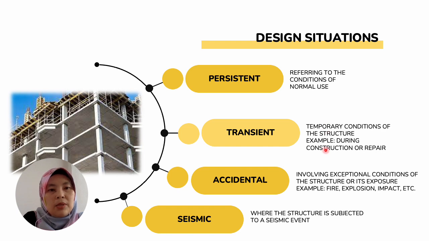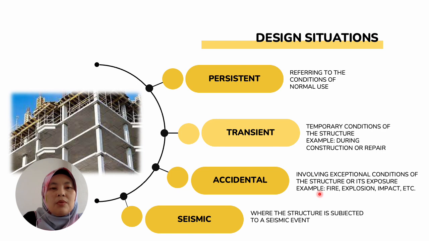And then the second one is transient. This is for temporary conditions of the structure, for example, during the construction or during the repair. So this is another type of design situation that we have to consider, since we are going to have different values for these design situations.